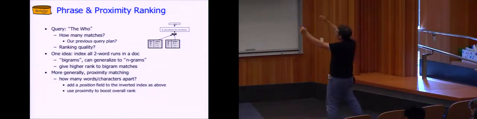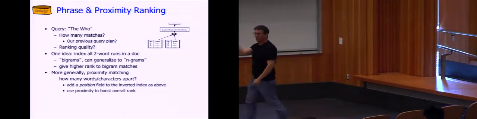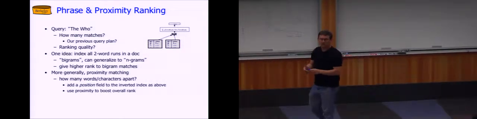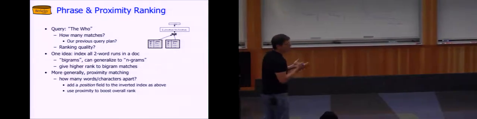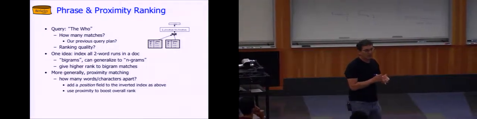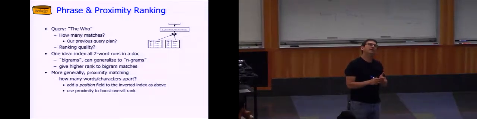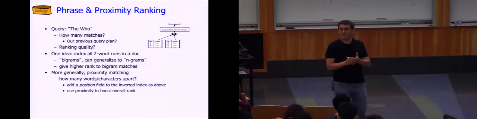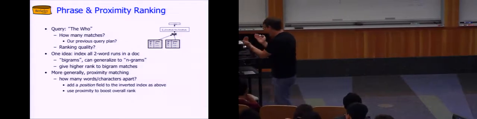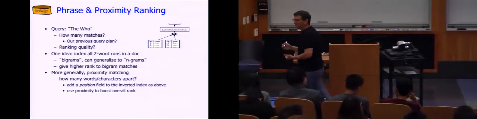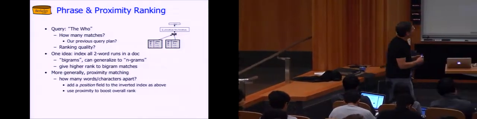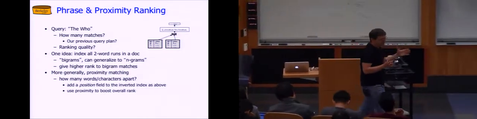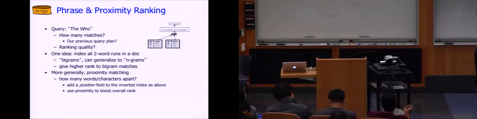So one way to do this is you can take all two-word runs in all documents and index those. Those are called bigrams. Okay? So if we did that, then "the who" would actually have a pretty small document frequency, or a pretty large inverse document frequency, right? That pairing of words is not that common. It doesn't occur except when you're talking about the band, basically, right? So that's one thing you can do. You can generalize this to n-grams, and most search engines will do this.